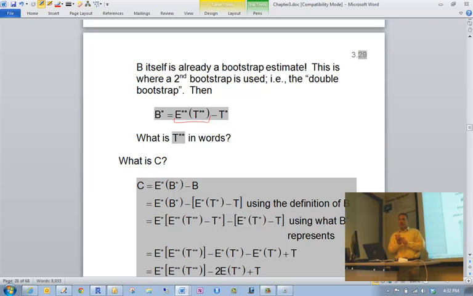So it's your statistic of interest calculated on a resample of a resample. So it's your statistic of interest calculated on a resample that comes from a resample. I don't know, depending upon how you want to word it. I mean, sometimes people like to say T is calculated on the resample.